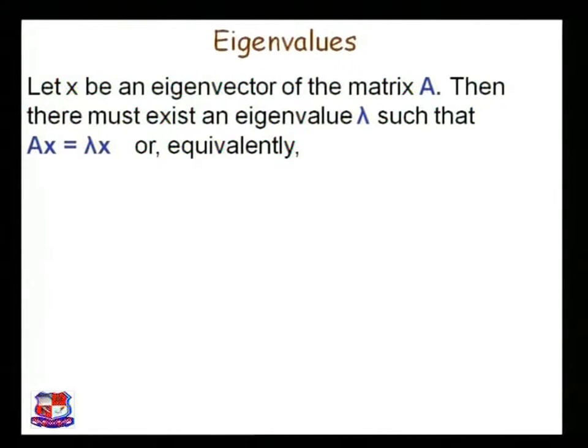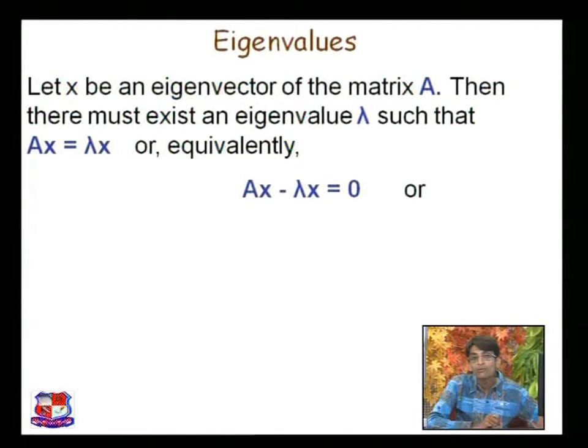If we look at something more about eigenvalues, let x be an eigenvector of the matrix A. Then there must exist an eigenvalue lambda such that Ax is equal to lambda x, or equivalently we can say that Ax minus lambda x is equal to 0, or equivalently we can say that (A minus lambda I) into x is equal to 0.